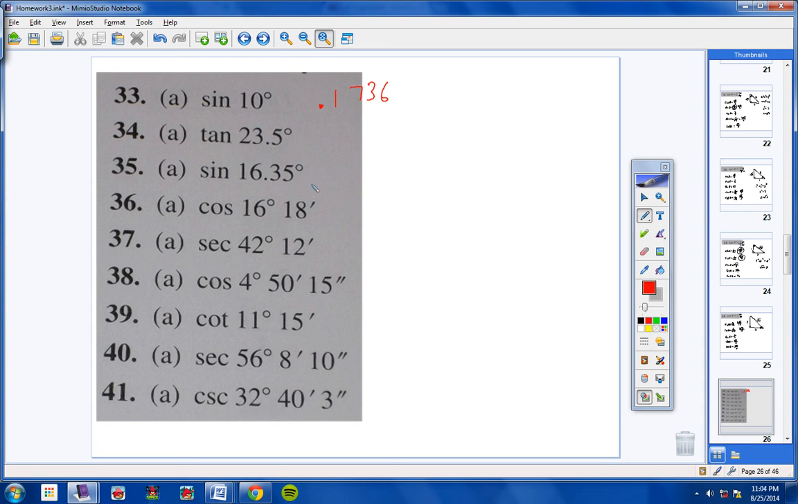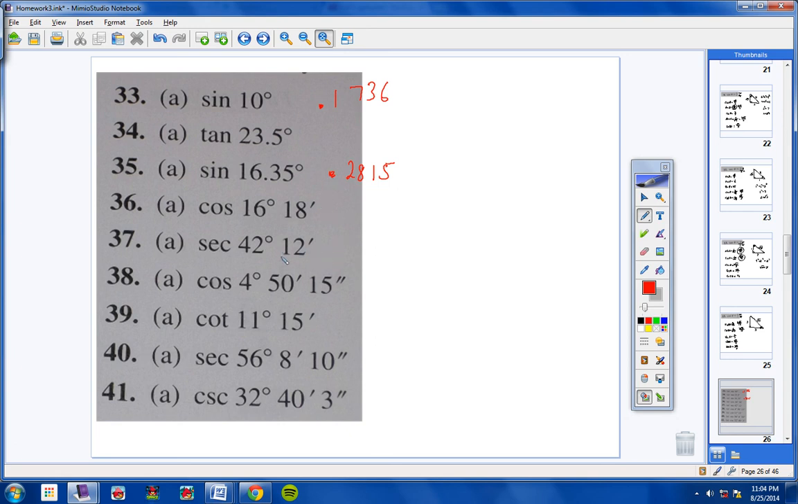Okay, moving on to number 35. Sine, once again, sine of 16.35, and I'm getting for this one 0.2815. There's always going to be a little pause. I'm checking the answers to make sure that they are accurate, okay? And we are doing just the A's only on this homework assignment, just the A's only. All right, moving on to number 37.